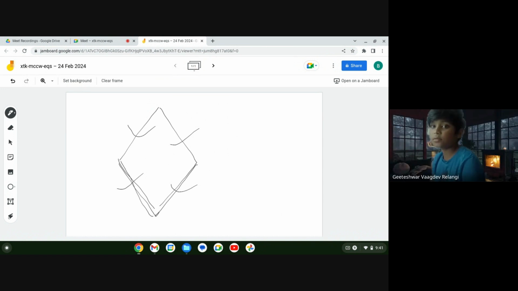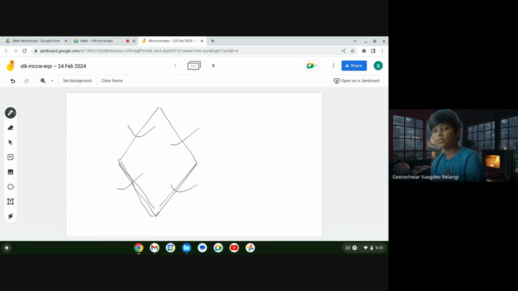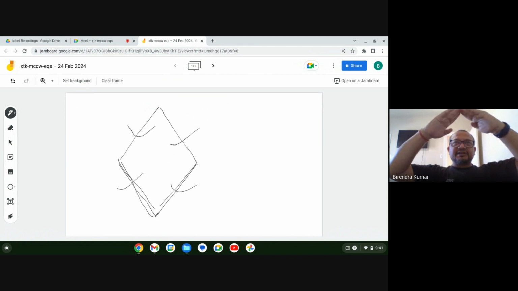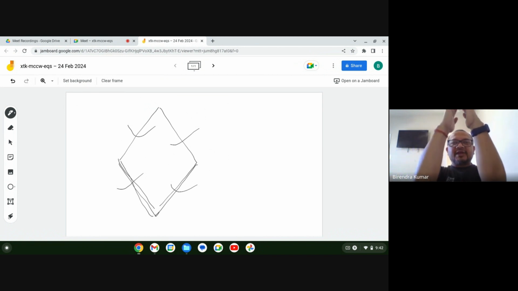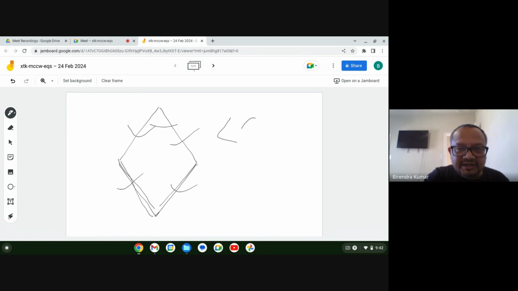Now, if I squeeze this from these two corners, it will become a rhombus. It will become like this. So this was a square, 90 degrees. I squeeze it. It became longer and the angle became smaller at the top. This angle became smaller than 90 degrees, and this became bigger than 90 degrees.